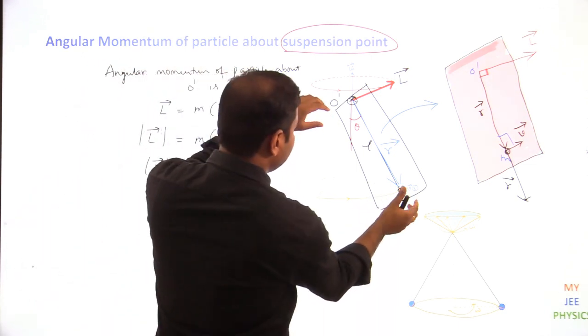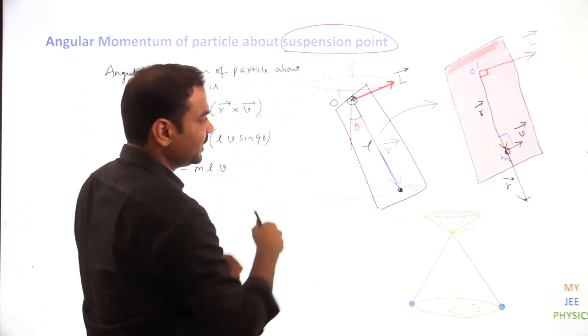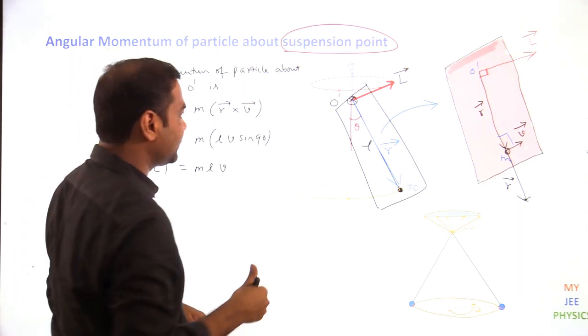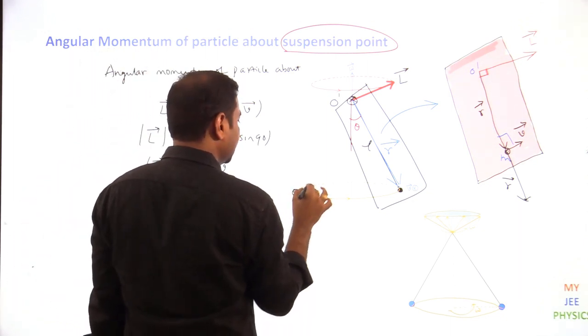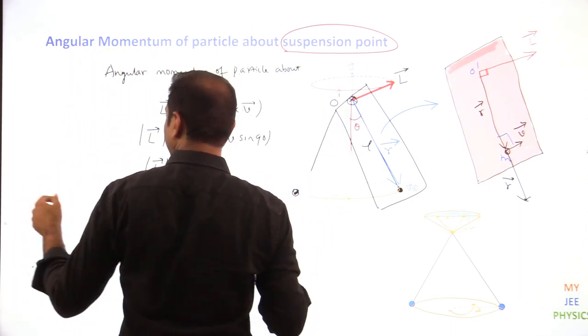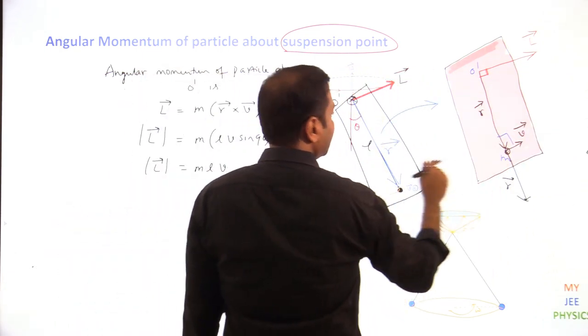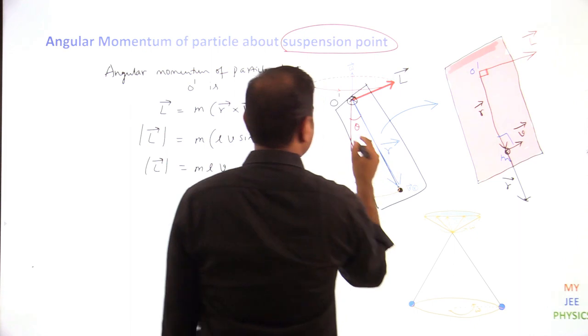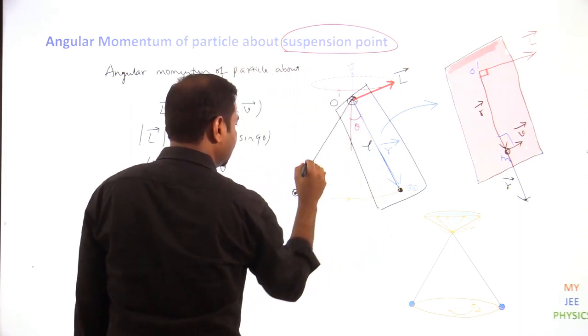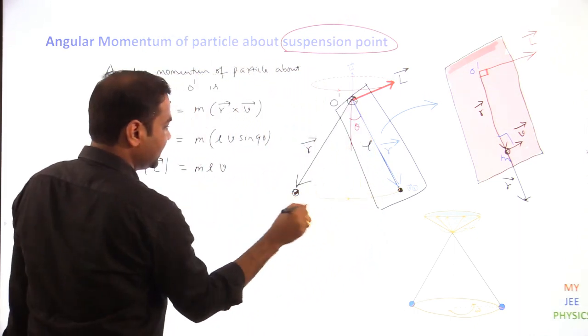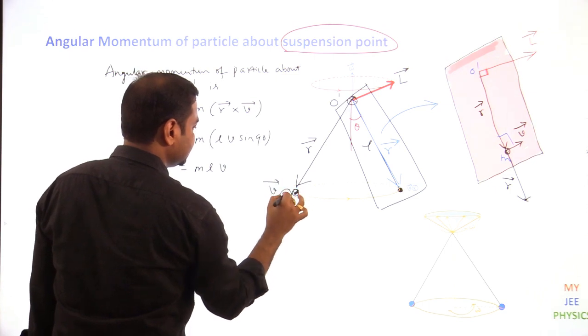But as the particle is revolving, what happens to the R bar vector? The R bar vector changes. Suppose the particle is here. So if I take this as the R bar vector, V bar is coming out.